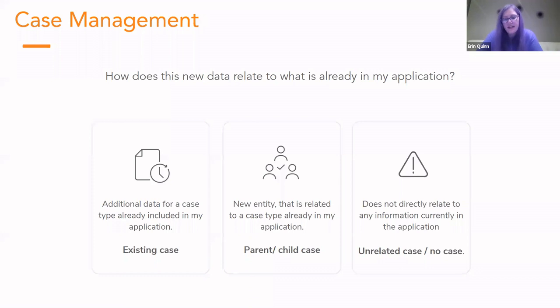And then lastly, like I said, you could have new data that is just completely unrelated to any case that you have. And so this would be those wide-reaching surveys, things that we don't actually need to look at longitudinally, something that's a one-off survey that we really don't care who it's about. And so that will be data that you collect in the app, but isn't really linked to anything else that you're collecting.